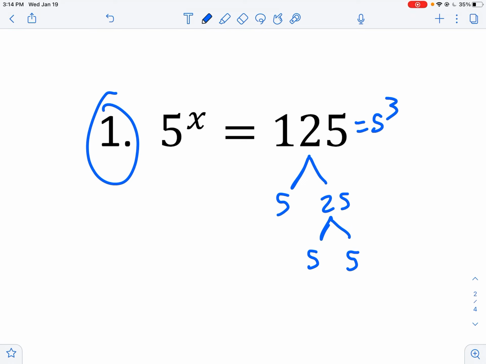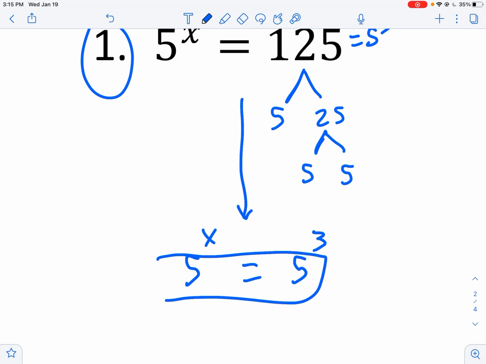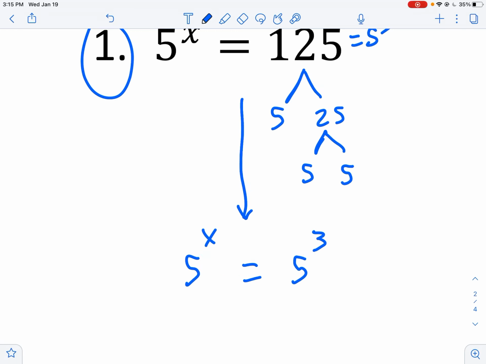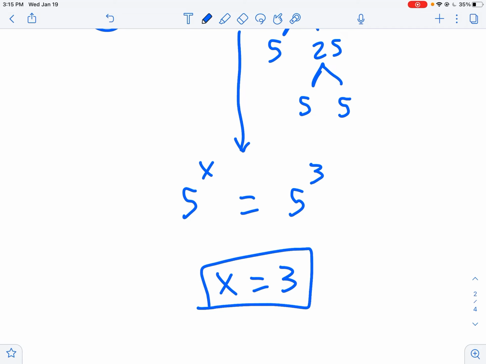And so I'm going to rewrite this equation, but replace the right side with 5 to the third. So my equation, just coming straight down here, is going to be 5 to the x equals 5 to the third power. And now that we have our bases the same, you can just drop them, and we know that x is 3. Hooray! On your actual paper, you probably shouldn't just scribble out the 5s. You can just write out x is 3, though.